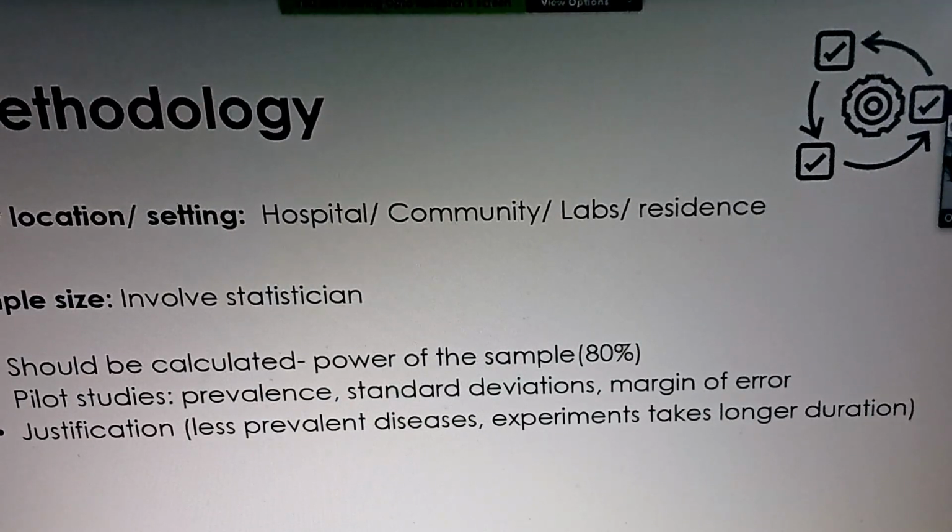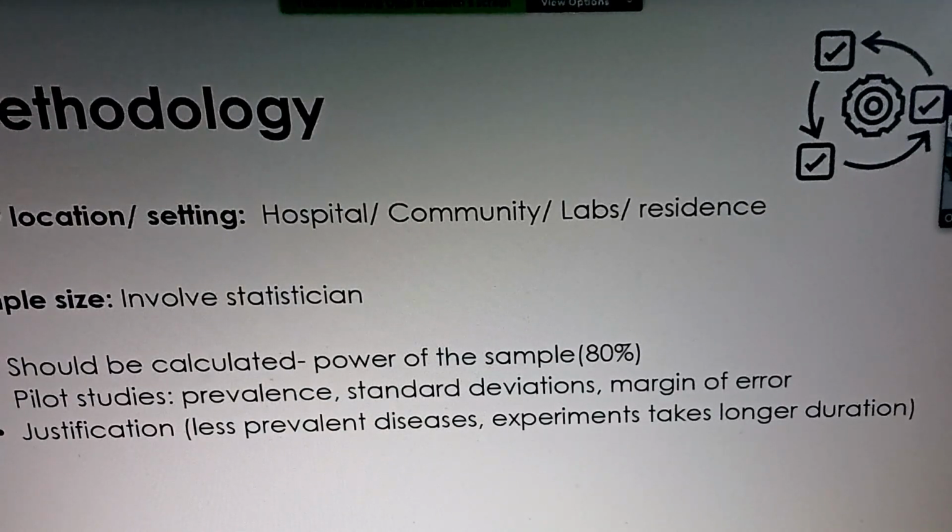And you should always have a justification. Say you are having a very rare disease and you want to tell, okay, I can only collect 20 samples for this project. You should be able to say that there is a very low prevalence of the disease, and that's the reason you want to do it.